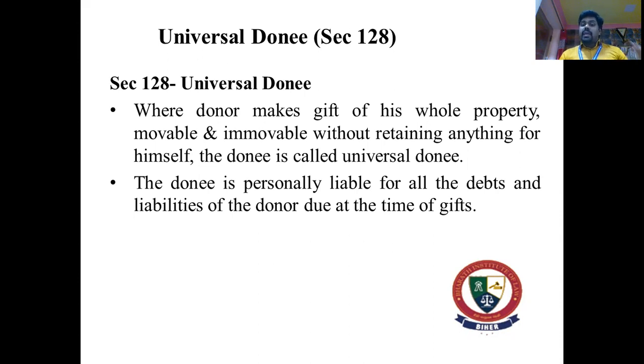And the donee is personally liable for all the debts and liabilities of the donor due at the time of gift. So let's say the gift is made on 1st Jan 2021. So the donee is liable for all the debts and liabilities which are due on that particular date. So let's say on 2nd Jan itself, the donor goes and gets some credit, or some loan from someone. For that, the donee is not liable. But let's say the donor has taken some loan on the 31st of December 2020, then the donee is liable for that. So the donee is liable for all the liabilities.